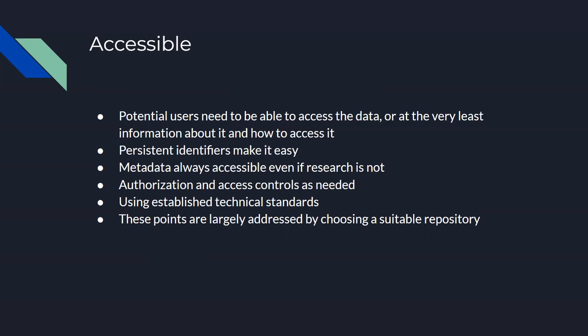Another important part of making your data accessible is following established technical standards that allow data to communicate with each other and allow accessibility concerns, that type of thing. But really the key takeaway for all of these points of the accessible principle is that they're going to be addressed by just choosing a suitable repository, because a good repository will give you persistent identifiers. It'll have its metadata accessible and easily findable in Google Scholar, Google Dataset Search, that type of thing. And the backend concerns like technical standards will be addressed by choosing a good, reputable repository as well.